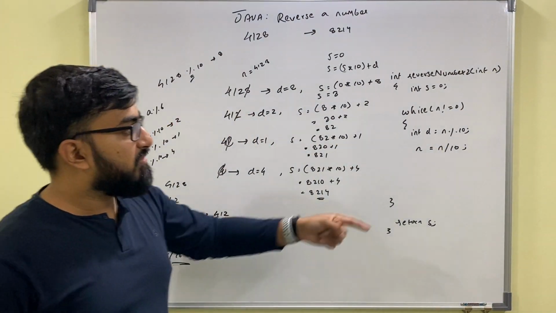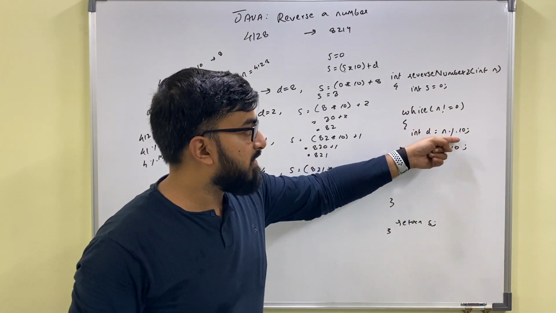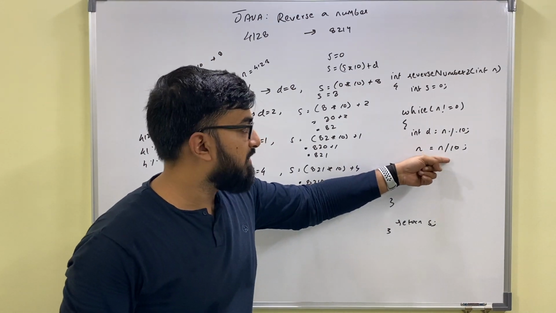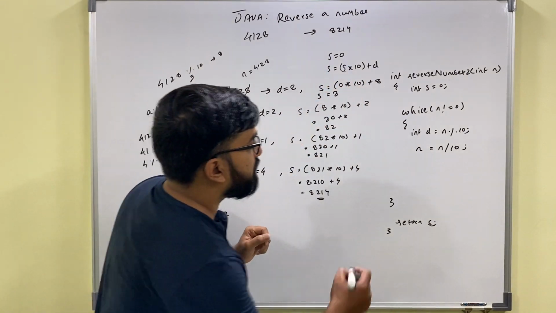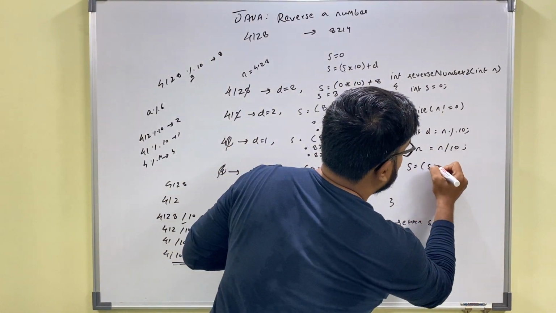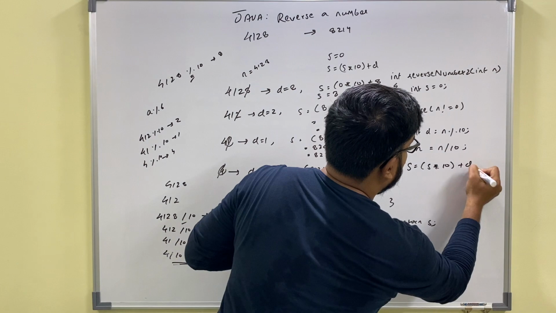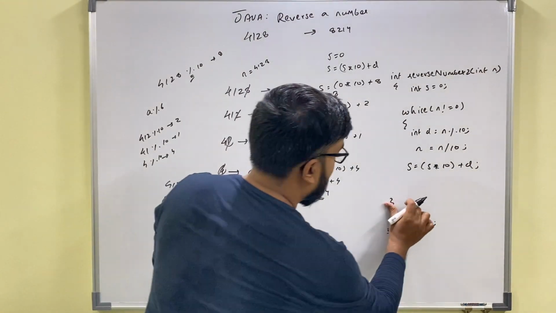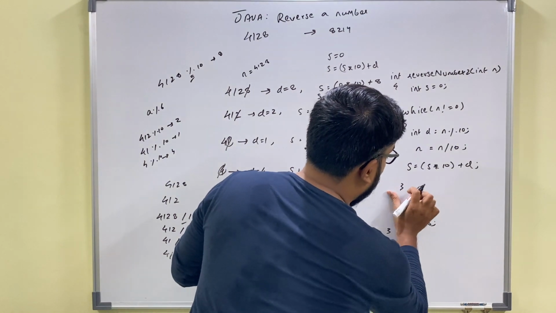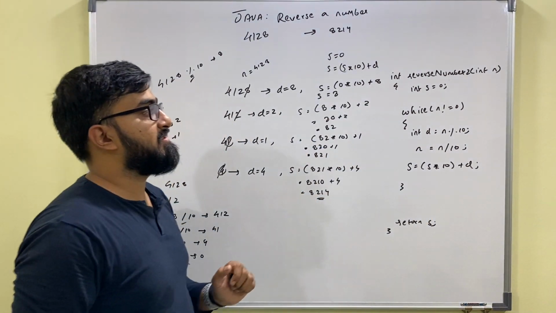Okay, so this gets me the digit d, which is the unit digit. This removes the last unit digit. Okay, now I need to plug d into this formula. So I say s is equal to s * 10 + d. Alright, and that's it. That's my while loop, and finally I return the value of s.